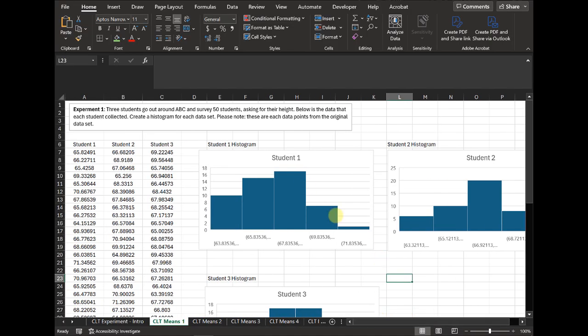Anything can happen with the data when you're just going out and randomly collecting it. And 50 data points might sound like a lot, but it's really not that many in the grand scheme of things. So this is a small set of data that we're working with to get started. Okay, so that's the first part of this. Let's keep going.